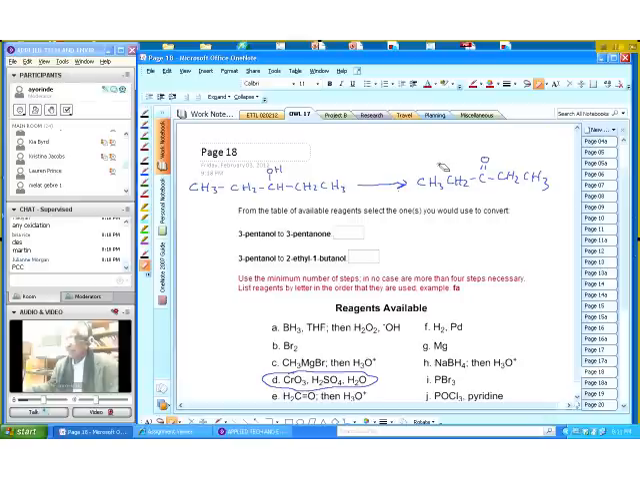Now let us do the next one. They also want us to take the same starting material and then form 2-ethyl-1-butanol. Okay, let us see what that looks like. 2-ethyl-1-butanol. So the base name is a 4-carbon chain. 2-ethyl means the ethyl group is in the 2 position.